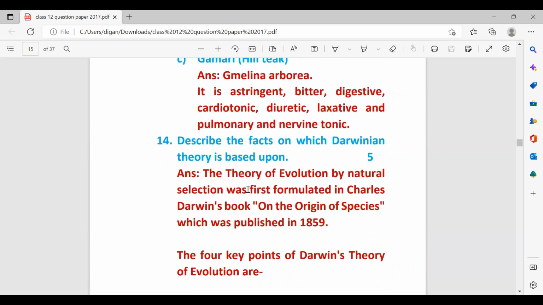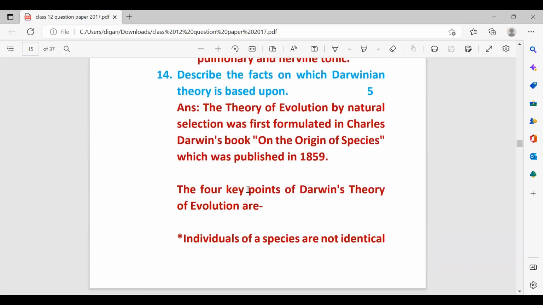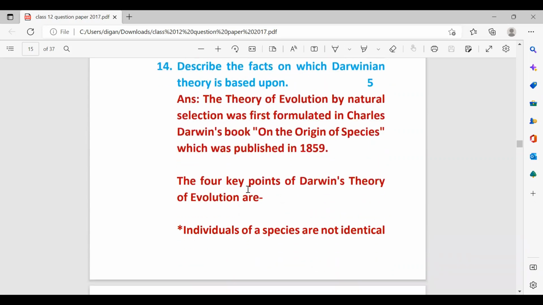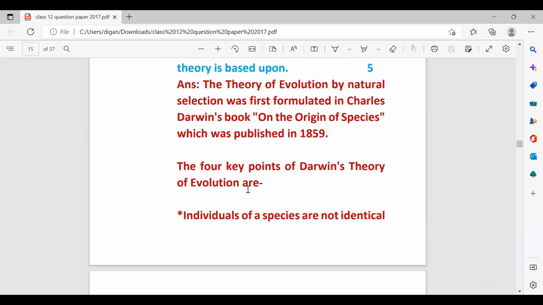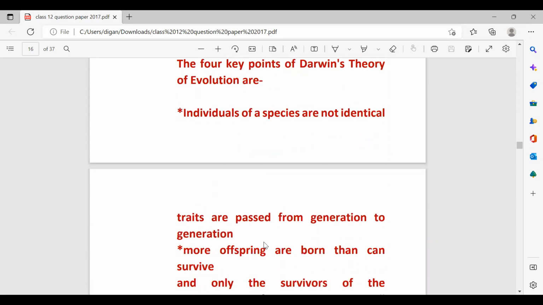Describe the facts on which the Darwinism theory is based. So this question carries 5 marks from the evolution chapter, and Darwinism means the theory of evolution by natural selection as formulated by Charles Darwin in the book On the Origin of Species, which was published in 1859. So this year is also important for a 1 mark question, and the 4 key points of Darwin's theory of evolution are what? These are the key points.